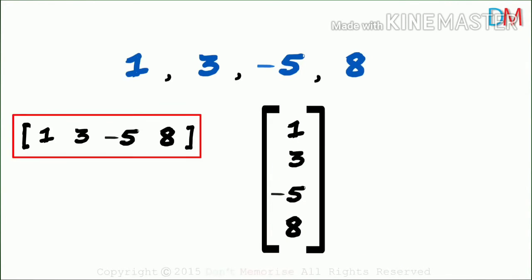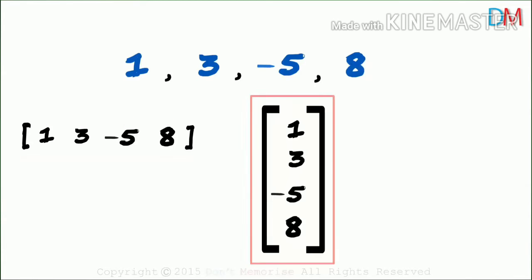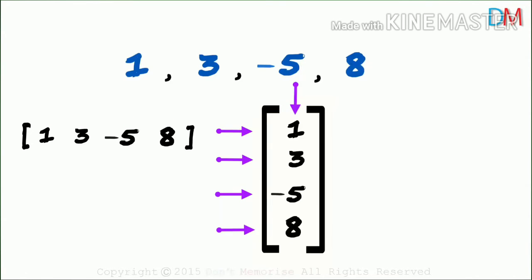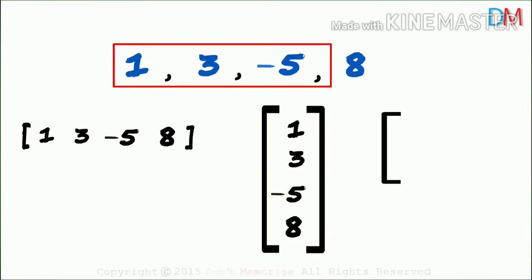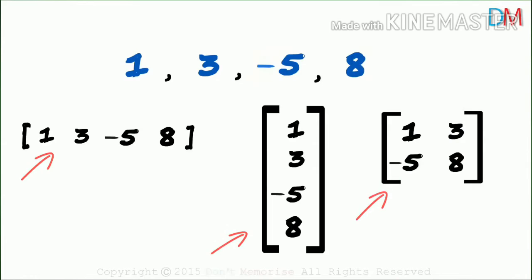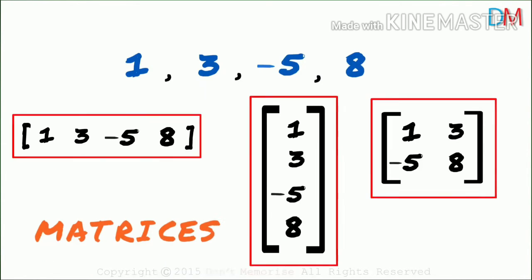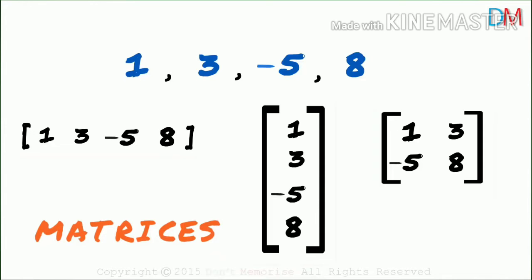The first part, as you can see, has 1 row and 4 columns, and the second part has 4 rows and 1 column. There's another way in which we can write the 4 numbers. The first 2 numbers in the first row and the last 2 numbers in the second row. All these 3 things you see here are called matrices. Each of these is a matrix, just an arrangement of rows and columns.